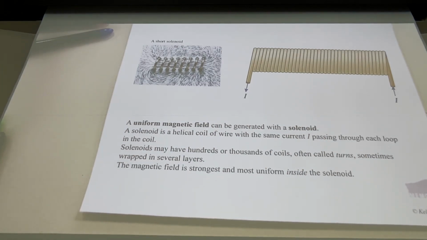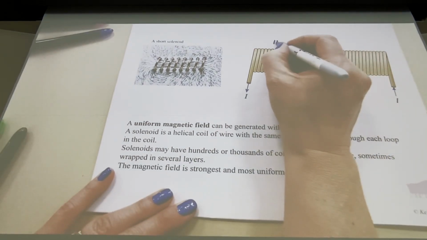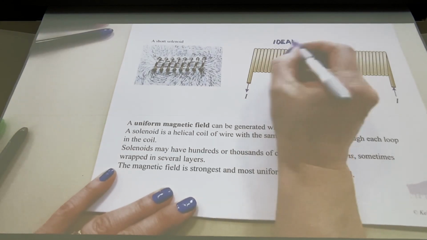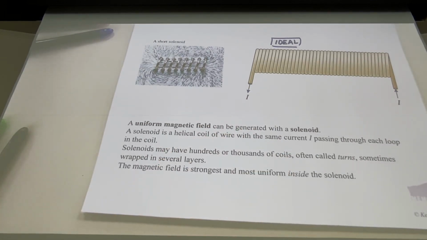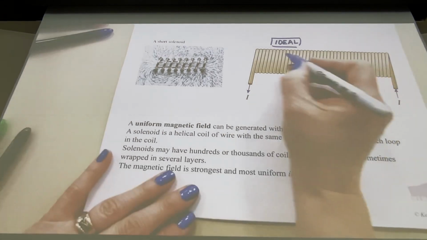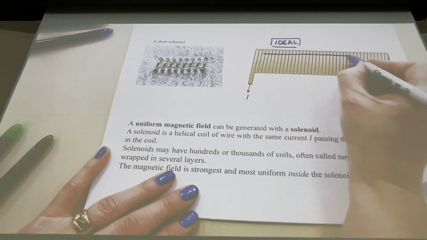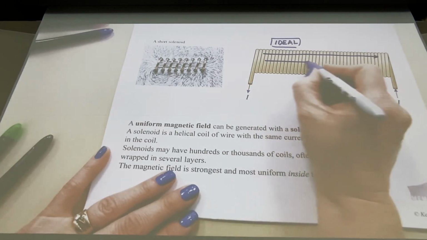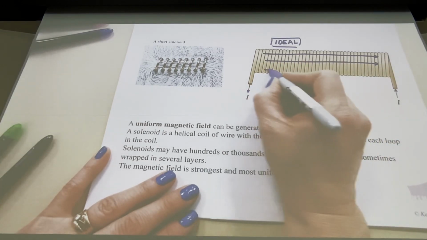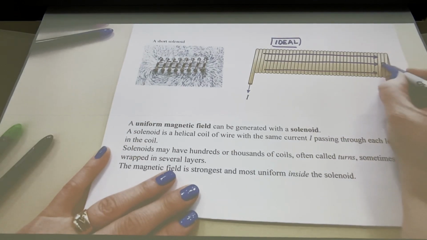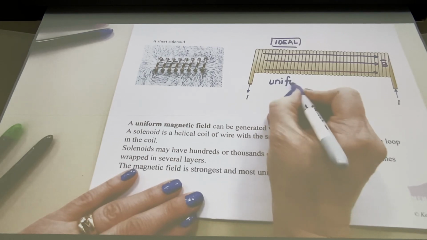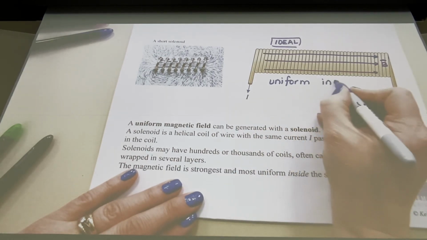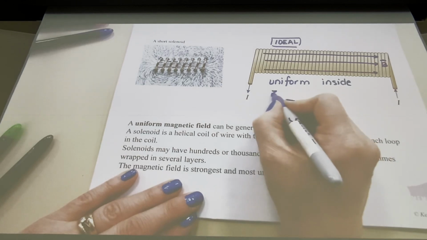What we find is that if we have an ideal solenoid, and this picture is meant to imply an ideal solenoid, this would be something that's infinitely long. For an ideal solenoid, the magnetic field inside the solenoid is completely uniform along the length, and the magnetic field outside is 0. So uniform inside, 0 outside.